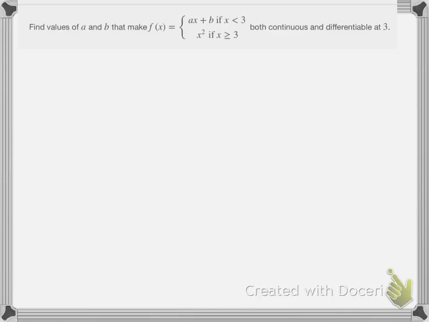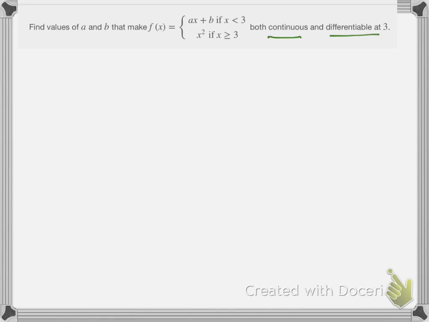We want to find the values of a and b that make this piecewise function both continuous and differentiable at the number 3. Note that a and b are constants, and in some computer science applications, we need to find some values that make the function work or make the program run. So sometimes it requires us to have a smooth graph or continuous graph, and we need to determine those values. And this is an exercise on showing how to find some value using calculus.